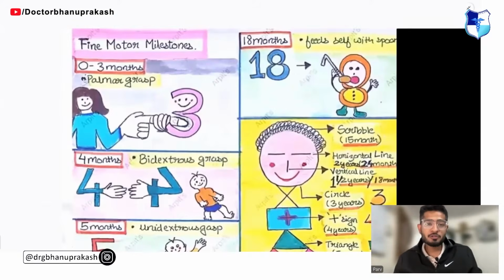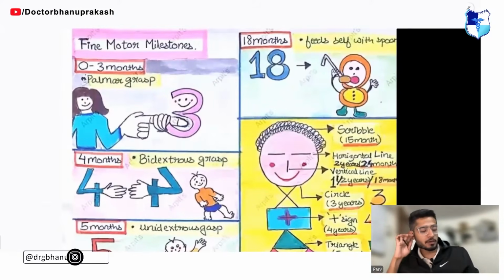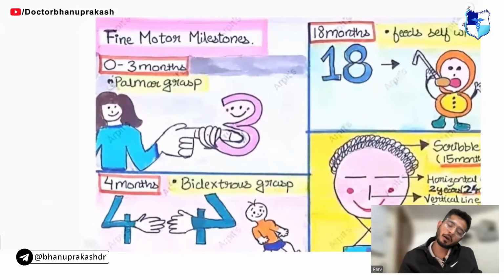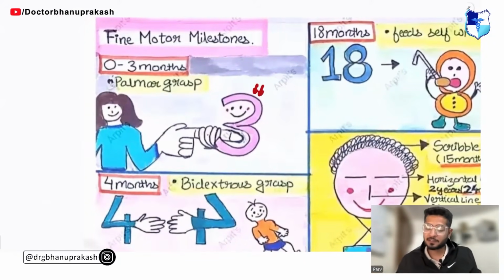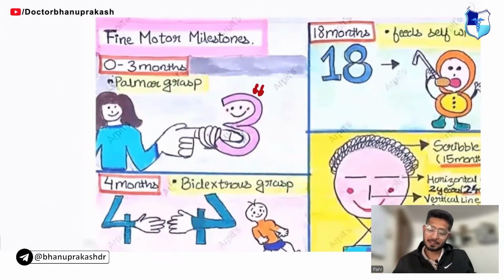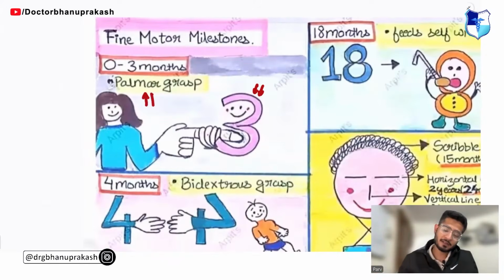Next is going to be fine motor milestones. Fine motor milestones are also equally important, so just remember this. So this is how the hand of the baby looks like. So this is like 3, and if you just give a finger to the baby, the baby is going to grasp that. Okay, so this 3 is grasping the finger. This is a mnemonic, a trick to remember the palmar grasp.